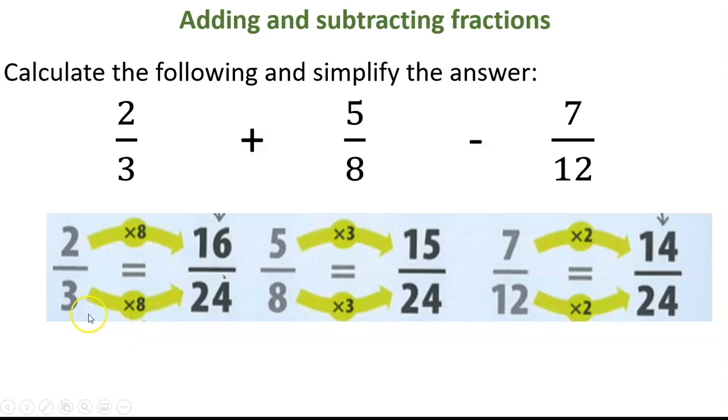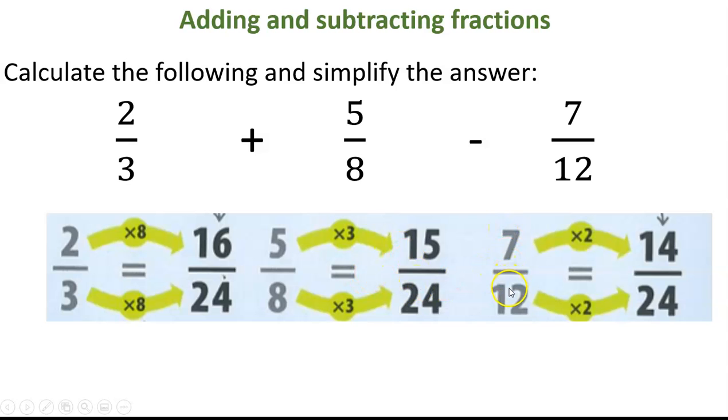And again, same process. 2 over 3 equals something over 24. 8 times 3 will give me 24. 2 times 8 will give me 16. Whatever I multiply my denominator by, I must multiply my numerator. So 2/3 is equivalent to 16/24. I've got 5/8. I want to convert it so that it has a denominator of 24. Well, 8 times 3 is 24, which means that I need to multiply my 5 by 3, which is 15. So 5/8 is equivalent to 15/24.